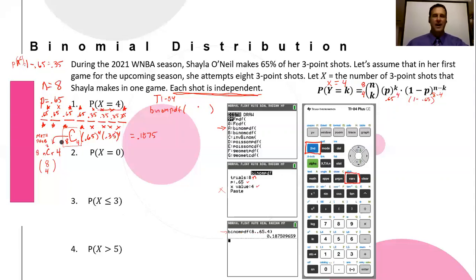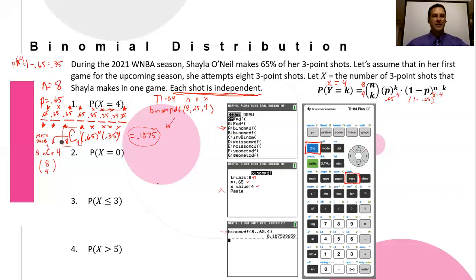0.65, 4. And that's what I'm going to write to show my work. I'm going to write 8, 0.65, and 4. That is my N, my P, and my X. Notice I'm labeling that above so that my reader knows where I got those numbers. And if you hit enter, you'll notice that you get the same number that you got over here, 0.1875. What does that mean? It means that if Shayla is a 65% three-point shooter and she shoots 8 attempts in a game, the probability that she makes exactly 4 is 0.1875.